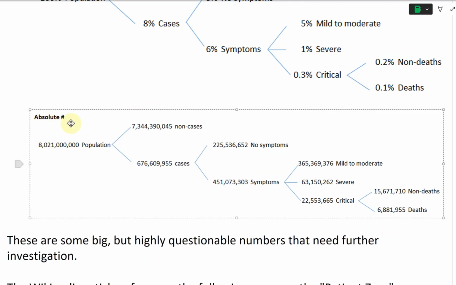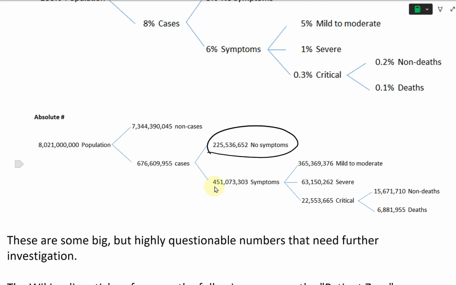But then you'll have 0.1% of the population has died, supposedly, from COVID. All right, and now here are the absolute numbers. You have 8 billion population, 7 billion have no cases, 76 million have cases, 225 million have no symptoms, 451 million have symptoms, and these again are cases, because these ones would be counted as the no symptoms there. So you'll have almost 7.5 billion with no symptoms at all. Now you'll have 365 million mild to moderate symptoms, 63 million severe symptoms, 22 million critical symptoms, and then 15.6 million non-deaths of the critical, and then 6.8 million deaths supposedly.